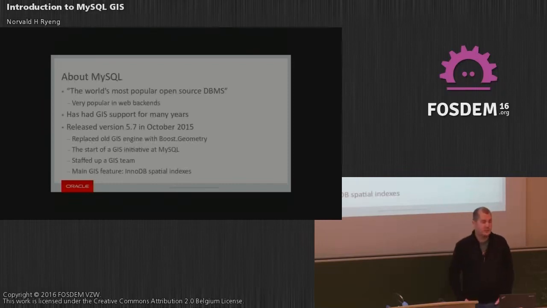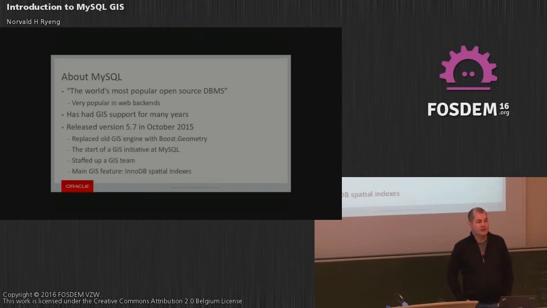MySQL is what we like to call the world's most popular open source database. It's very popular in web backends. Almost every website these days has a map, so using MySQL for GIS in web maps is kind of the obvious choice in that direction. We've had GIS support for many years. It's not the most advanced GIS support, but we've had something.